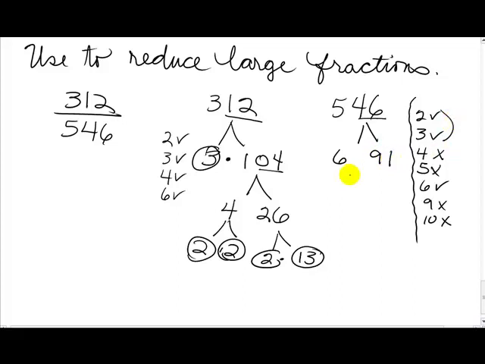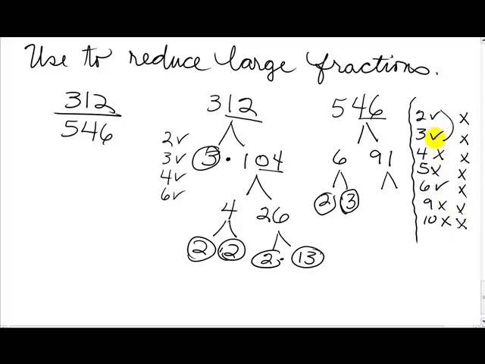Well, that can get smaller. And those are prime. Can 91 get smaller? Is it on your prime list? I don't think it is. It can't be divided by 2. Can't be divided by 3. 9 plus 1 is 10. Can't be divided by 4, 5, 6, 9, or 10.